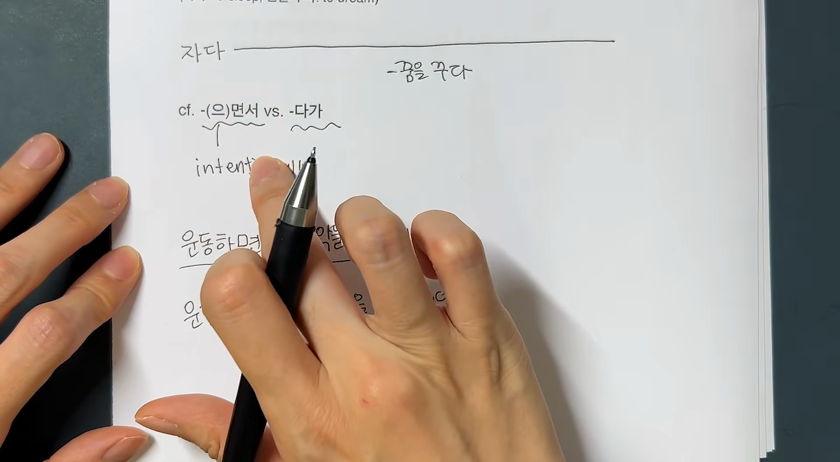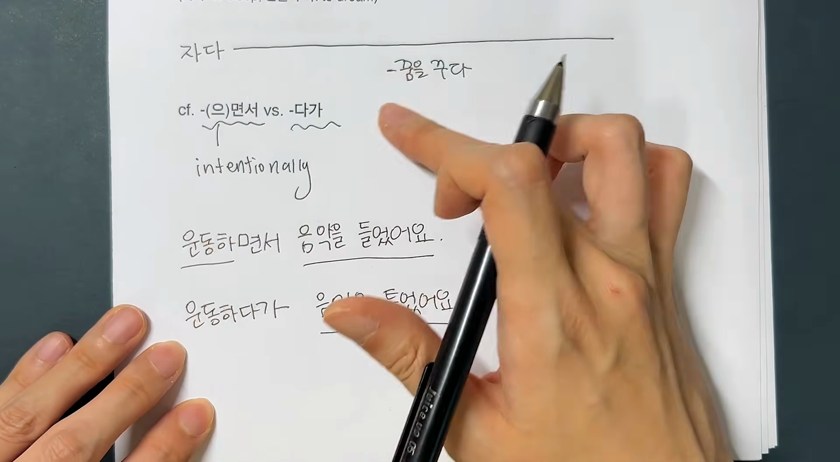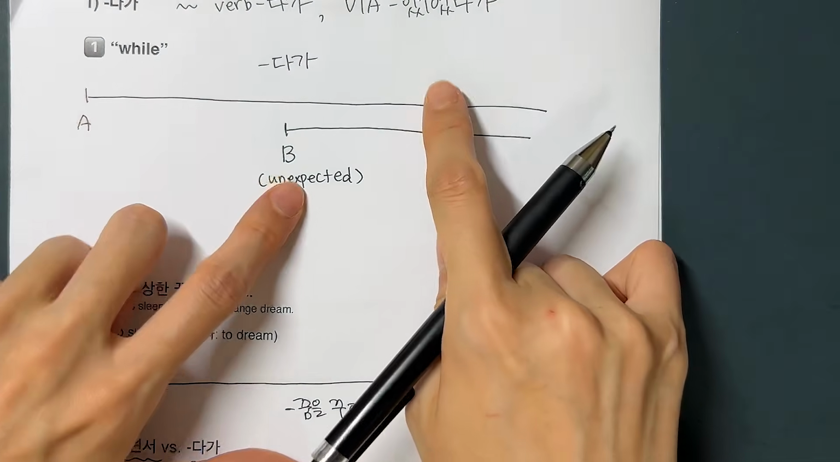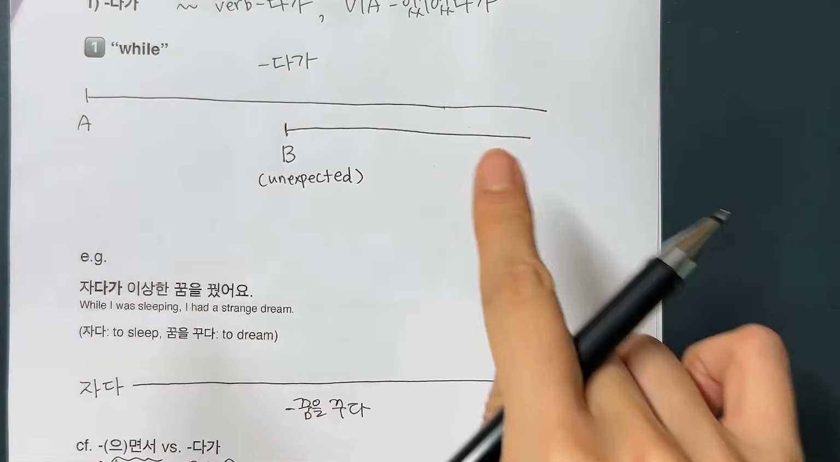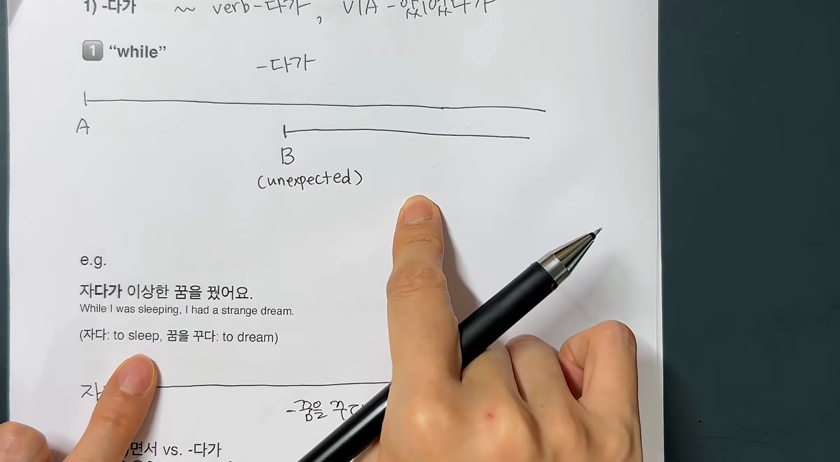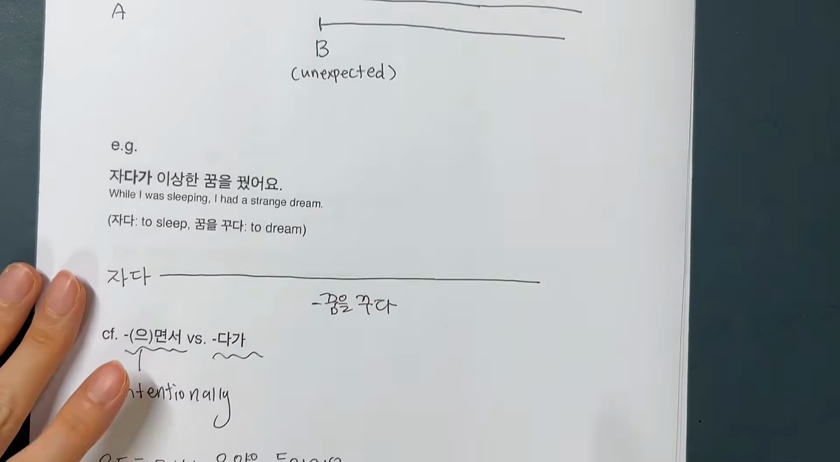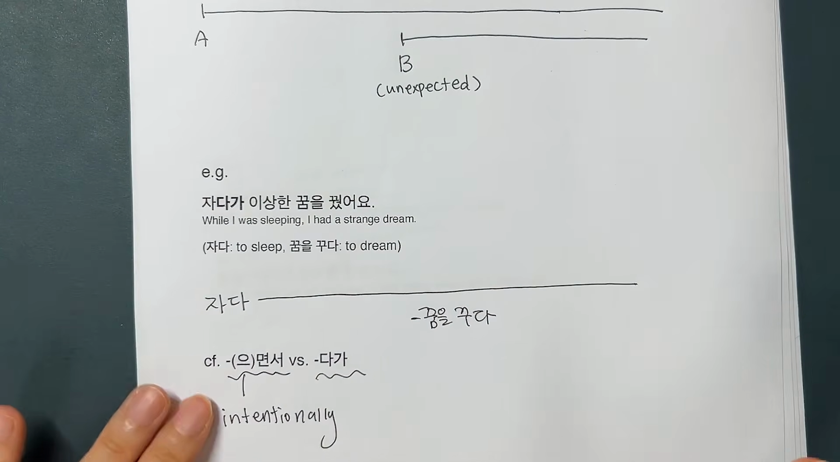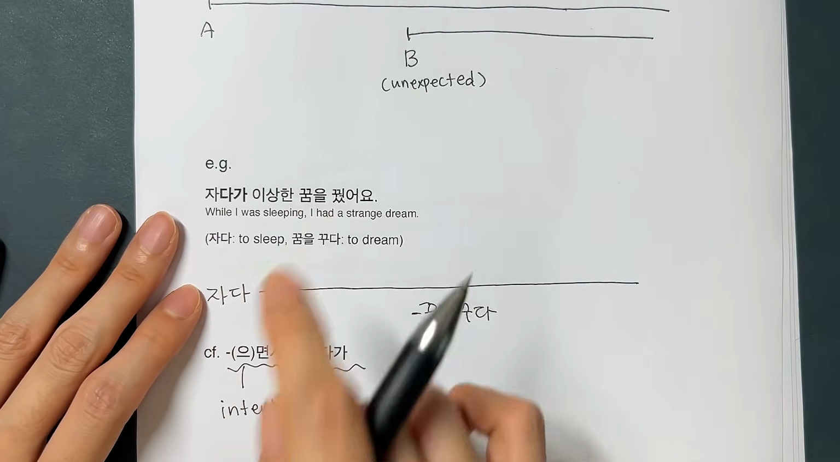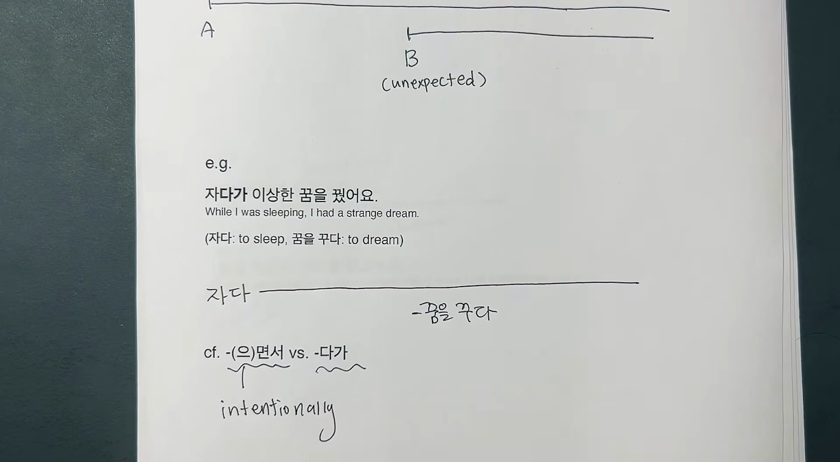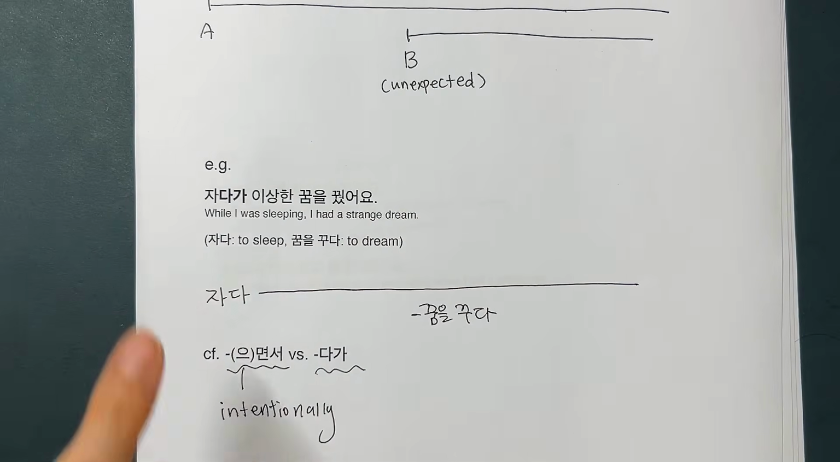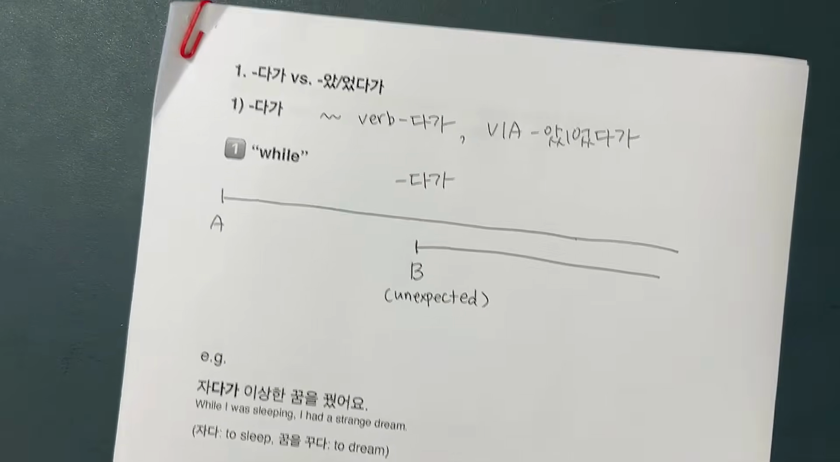With 으면서, it's two actions that you do simultaneously and intentionally, whereas 다가 can also express two things happening simultaneously, but something has to be unexpected that happens while action A was already happening. That's the main difference between the two. And similarly, with 자다가 이상한 꿈을 꿨어요, nobody really goes to bed thinking, "I'm going to dream today," right? Dreams happen unintentionally, so 다가 fits better here too, instead of 자면서. And now, let's move on to 다가's second usage.